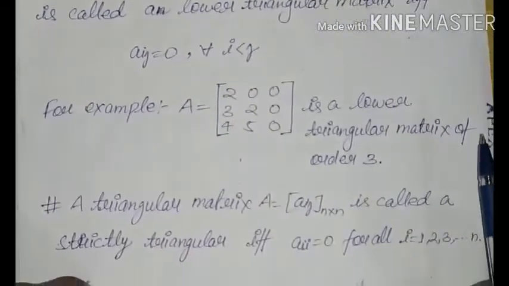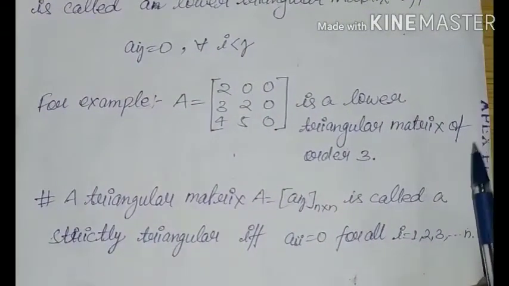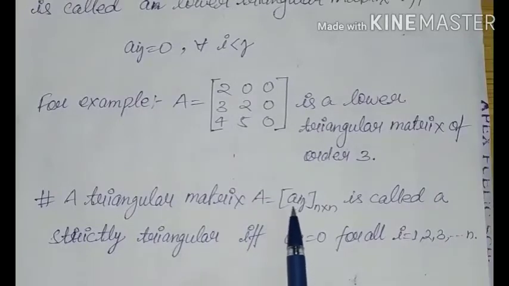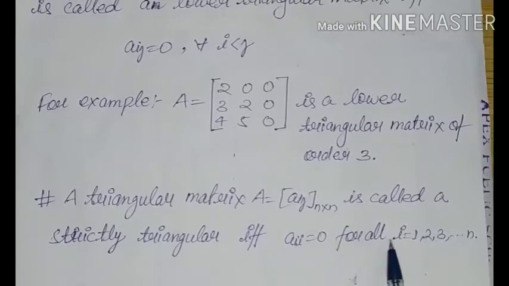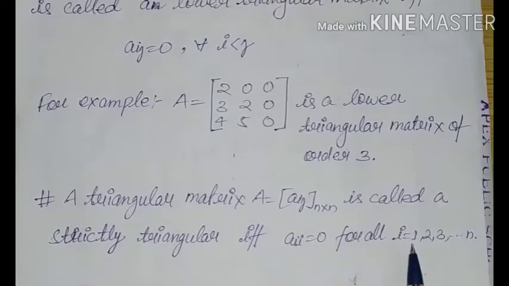And the most important thing is, a triangular matrix [aij], when the order of this matrix is n, is called strictly triangular if and only if aii equals 0 for all i equals 1, 2, 3 and so on up to n.